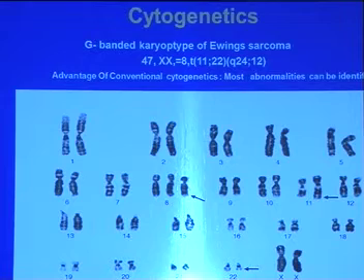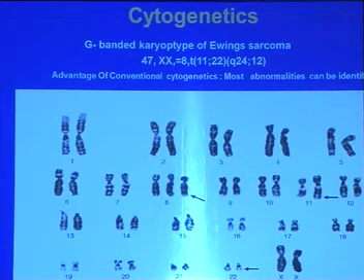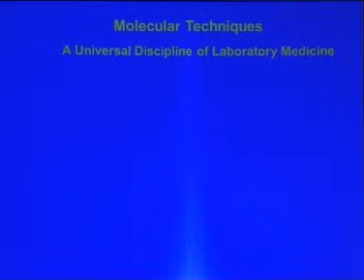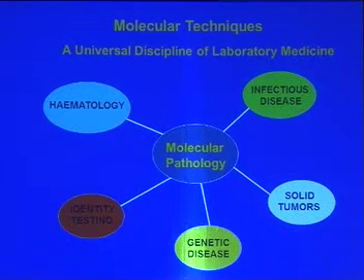But conventional cytogenetics is time consuming, it is laborious, we don't have great expertise, and the cultures which are made to grow these cells can get infected, and then you have to throw the whole thing. So we have newer techniques where you don't really need live cells. Okay. So the molecular techniques today are available for all disciplines of laboratory medicine.